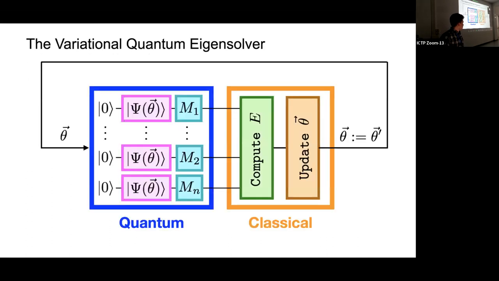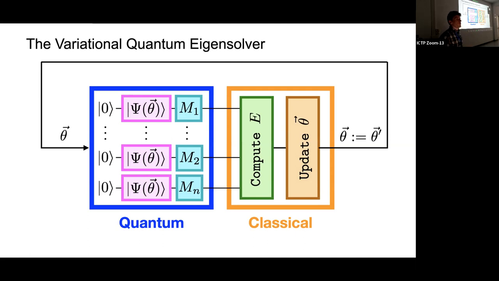Here's an example of a quantum algorithm, called the variational quantum eigensolver. This is an example of a hybrid variational algorithm. Is anyone familiar with these before? I see one, maybe two hands.